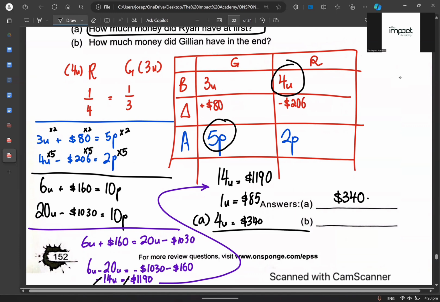So A is done. Well, what I want to do is I want to do B. Alright, how much money did Gideon have in the end? Find 3 units first. 85 times 3. Okay, 85 times 3, we get to an answer of 255. And then after that, from 255, we have to remember to add the 80. And we get to an answer of 335. And therefore, that is my answer for part B.